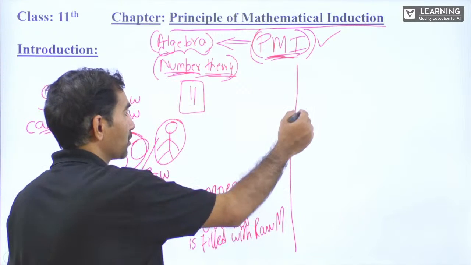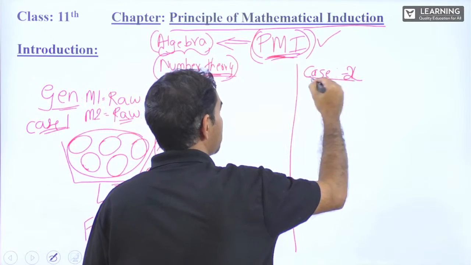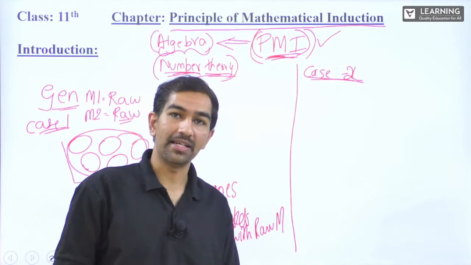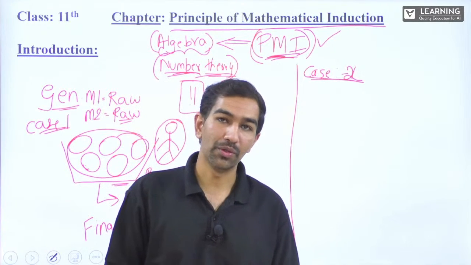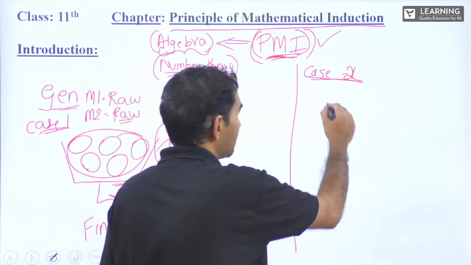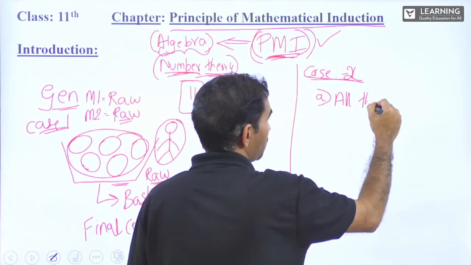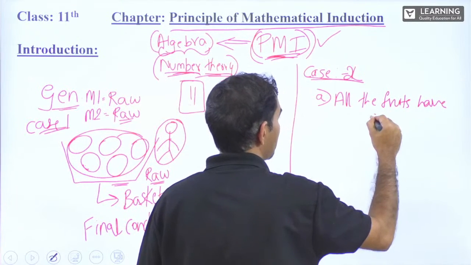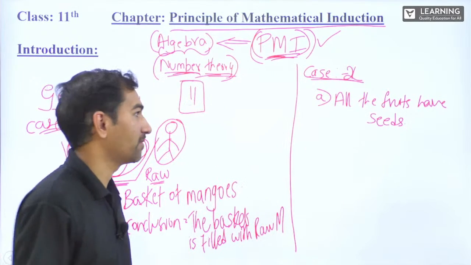Now let us see case 2, students, on this side. Let us have a look at case 2. Now we know that all the fruits have seeds, right? So when we sow these seeds in the soil, again it grows into a tree and again it gives us the fruits. So all the fruits have seeds, correct? So under case 2, statement 1 will be: all the fruits have seeds. Is this statement true? Obviously yes, all the fruits have seeds.